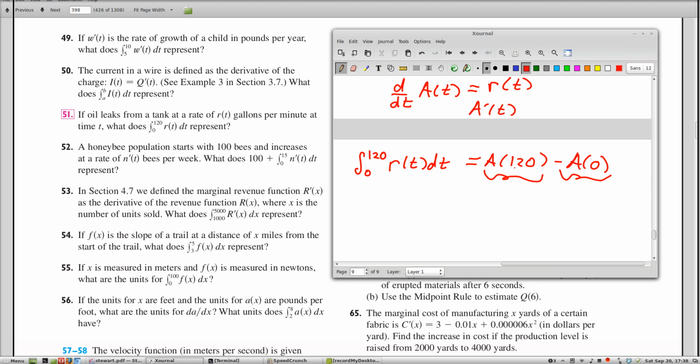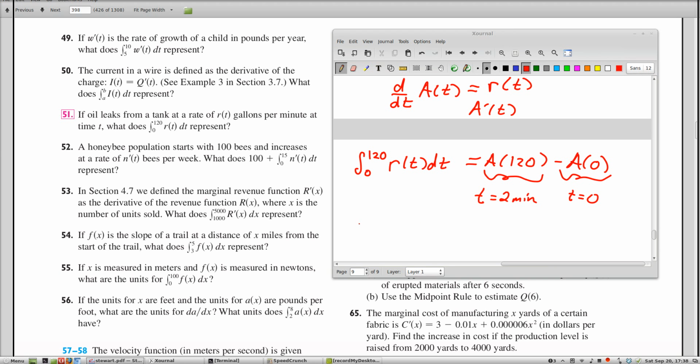This is the amount of oil that's in the hole at the time when the clock says 2 minutes, right? 120 seconds is 2 minutes. This is the amount in the hole at the time when t equals 0, whenever that is. And so assuming that oil is strictly leaking from the tank, that seems to be the intuitive thing that we're supposed to conclude from the phrasing of the problem here. So if it's strictly leaking, then this is going to be the amount of oil that's leaked out in the first 2 minutes. And that's really what they want.